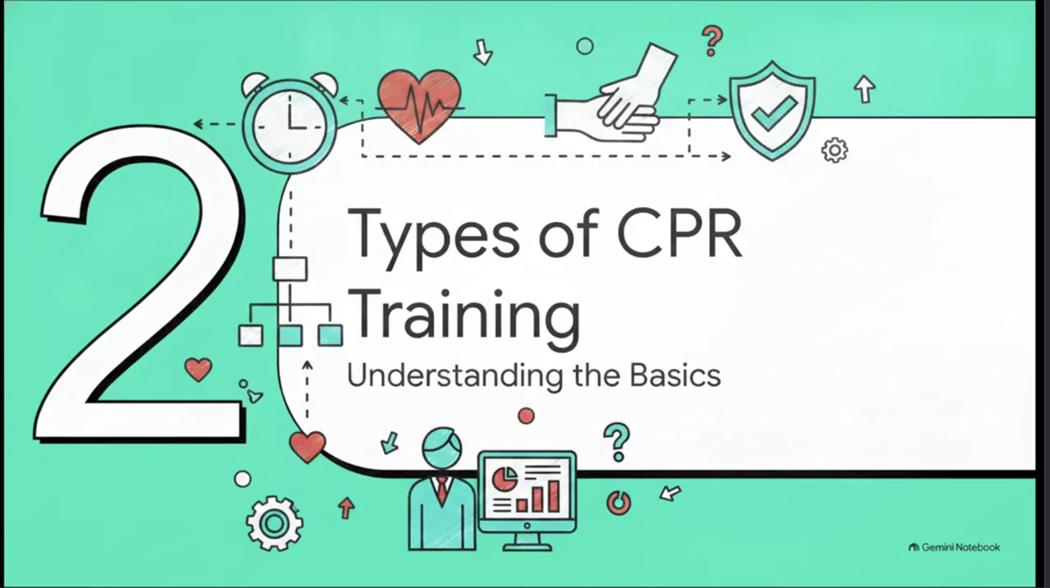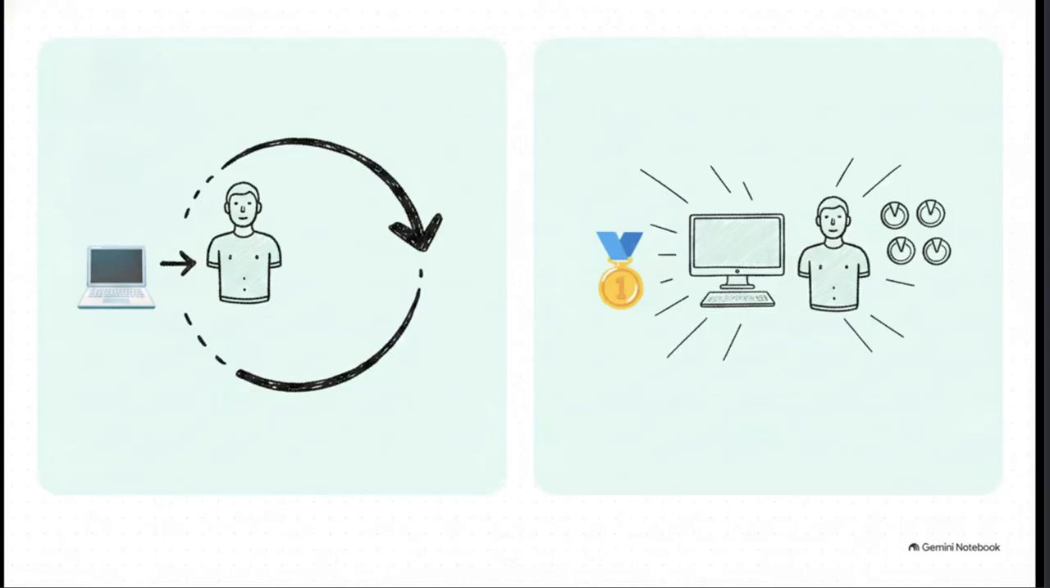2 types of CPR training, understanding the basics. So before we can pause anything, we need to know what training they're actually taking. We essentially have 2 main programs. First up is Heart Code. This is your traditional 2-year cycle. You do your computer learning, you do your physical skills test, and then you're totally good to go for 2 whole years.